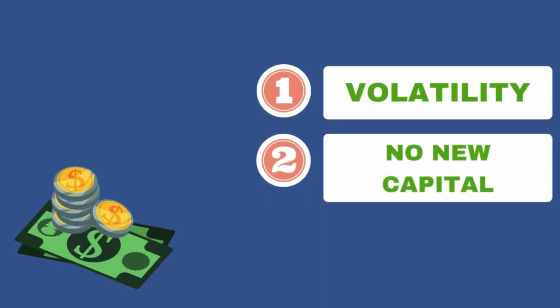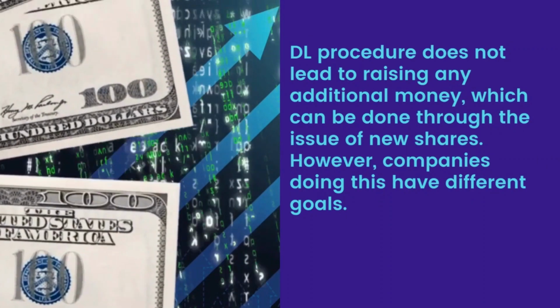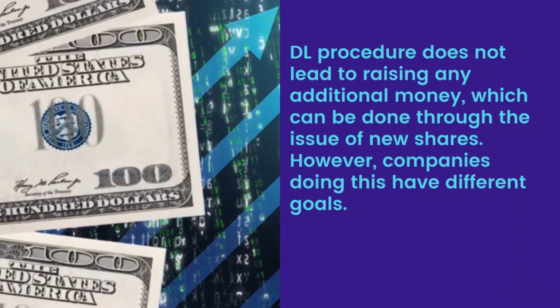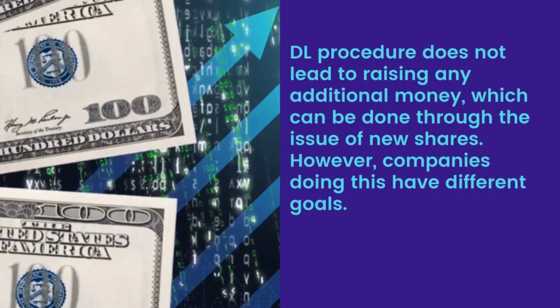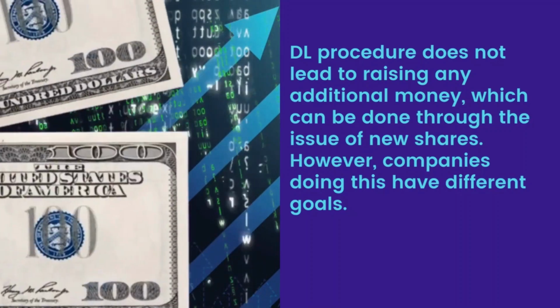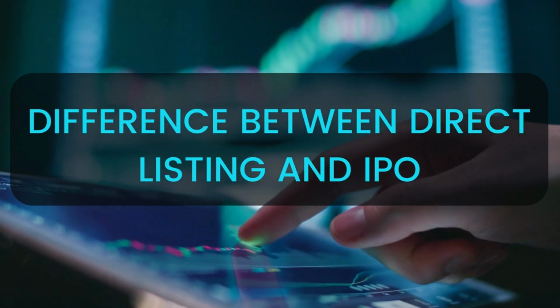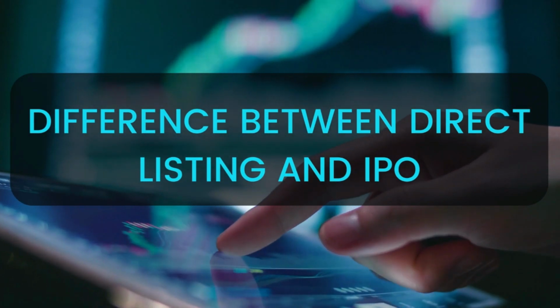Next, is no new capital. The DL procedure does not lead to raising any additional money, which can be done through the issue of new shares. However, companies doing this have different goals. After this, we will talk about key differences between direct listing and IPO.